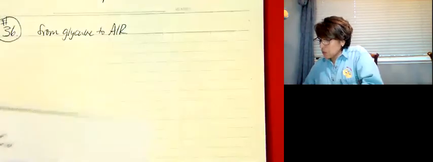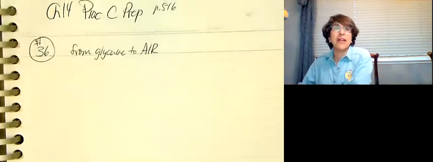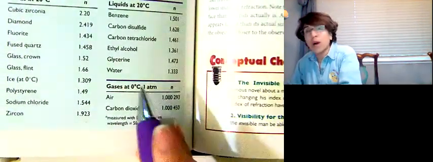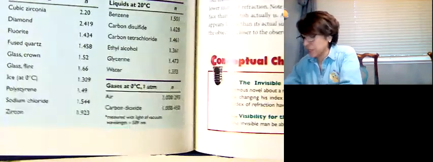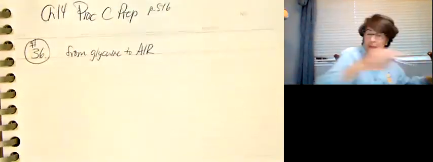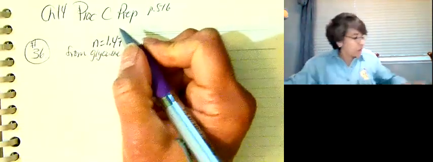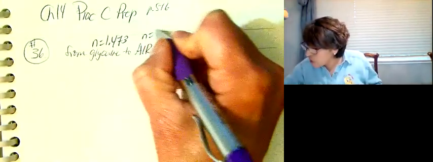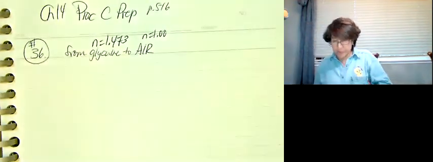All right, so here's what I wrote down. Well, not much. I just wrote down, from glycerin to air. So I come back to this book here, and I need the index for glycerin, which is 1.473. So let me write that down. For glycerin, N is 1.473. And for air, N is 1.00.